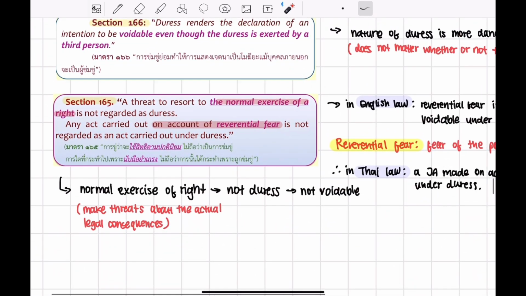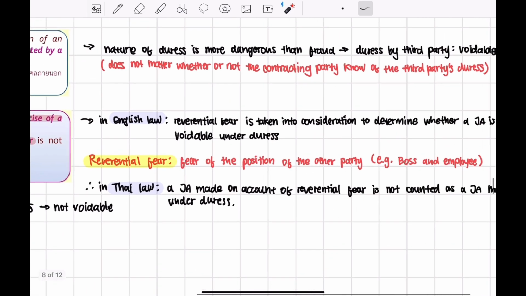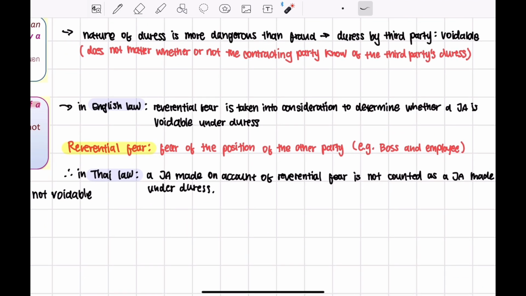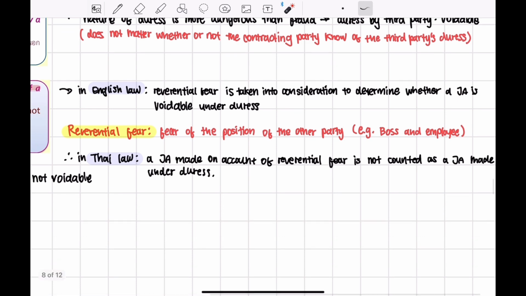And there is something in English law called referential fear that the professor did mention in class. Referential fear is taken into consideration to determine whether or not a juristic act is voidable under duress in English law, or maybe in other common law systems. Referential fear is the fear of the position of the other party, for example, the dynamic between a boss and an employee. Naturally, the boss would have more power and authority over an employee, so this person will suffer more in fear when they declare their intention, and that means their intention might not be from their free will.